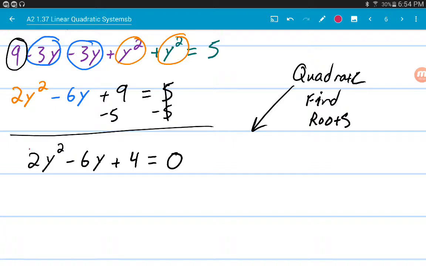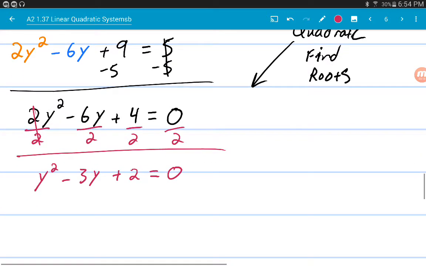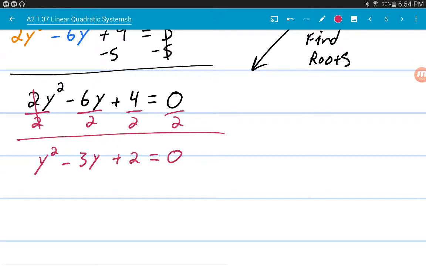I've got options. I could use A, B, and C, and I could factor by grouping. But you might have noticed an even better thing. These are all divisible by 2. So we're just simplifying now. Y squared minus 3y plus 2 equals 0. And since the number on the front is a 1, we're allowed to just use add and multiply factoring.